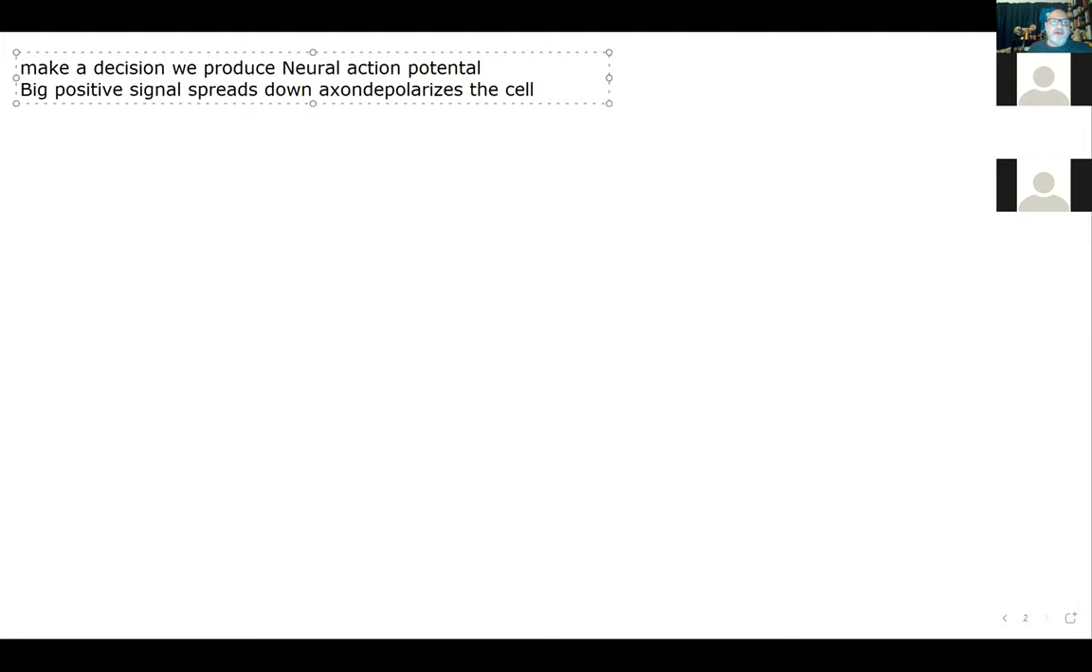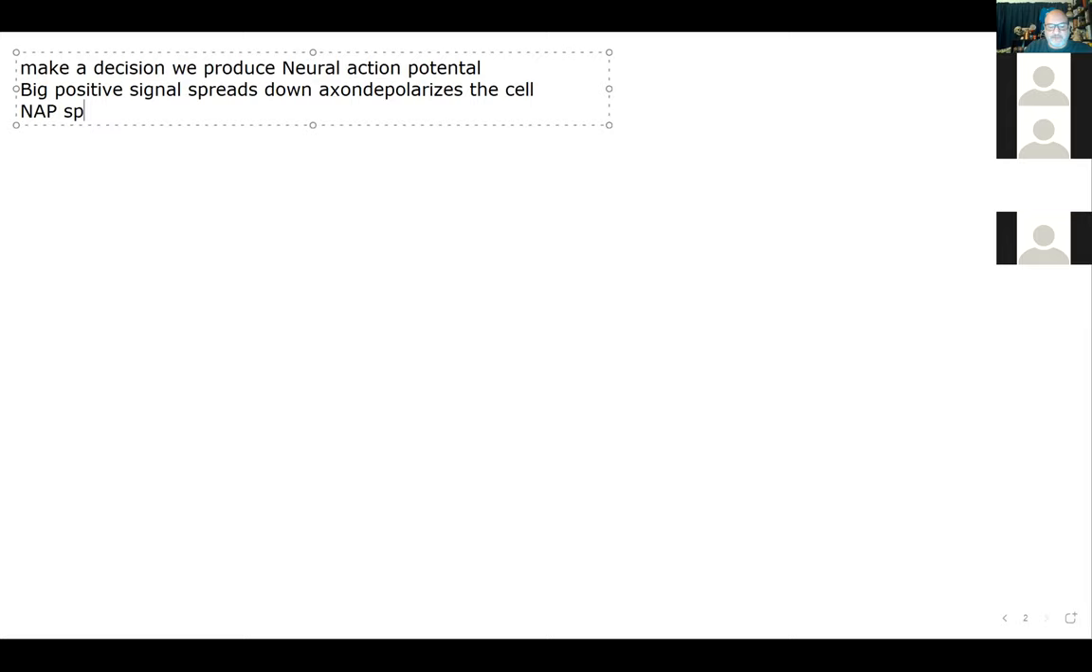Excellent. Which leads to what? Our axon's depolarized, but what's our goal? What do we want to depolarize? This opens the voltage-gated calcium channels, which are located where? In the synaptic end bulb. So the neural action potential needs to spread down to the synaptic end bulb to depolarize it. Excellent. So we spelled out neural action potential once. I can abbreviate it here. It spreads down to the synaptic end bulb and depolarizes it. And you guys are absolutely correct.